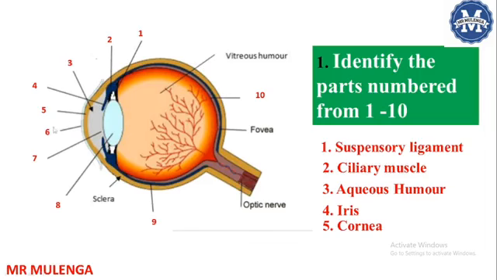We now move on to the part labeled 6. What is the name of the part labeled 6 right here? This is called the conjunctiva. And what is the function of the conjunctiva, or what is its feature? The conjunctiva is a thin membrane which protects the front of the eye.